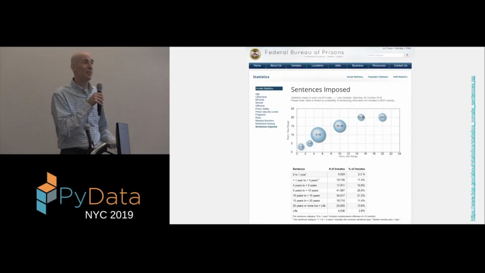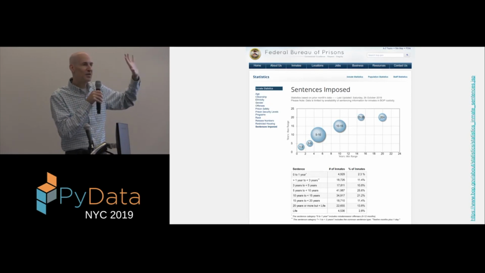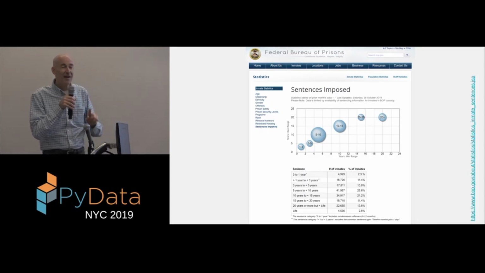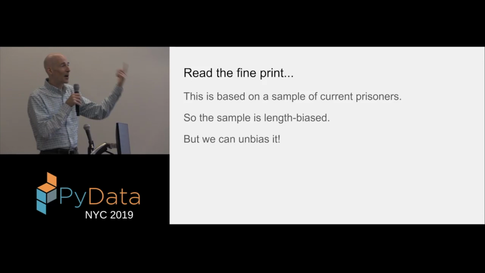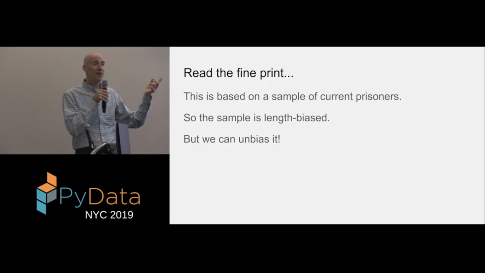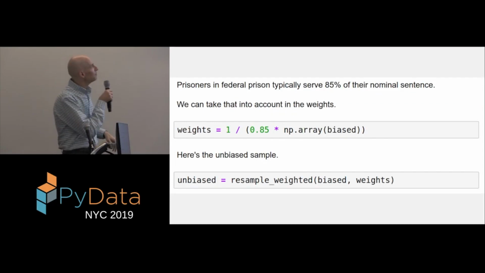So we can get data on this. This is from the Bureau of Prisons. They actually update this monthly, so you can get a distribution of imposed sentences for the current population in prison. So this is a case where the data that they are publishing is already length biased because it is based on a snapshot of the current prison population. So they are oversampling long-term prisoners and undersampling short-timers. However, we can take the biased data and apply the inverse filter like this.